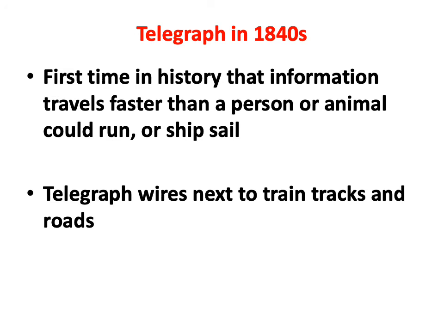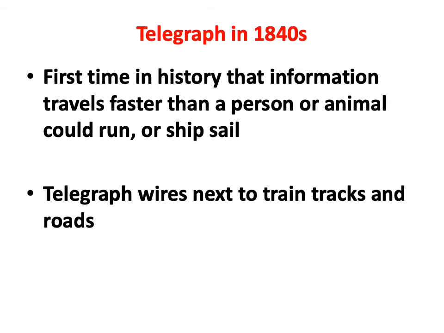Now, in terms of communication, there were several significant advances. One was the telegraph, which was developed in the 1840s and quickly spread, and the telegraph wires were put up next to train tracks and roads, so it would be easy to put the posts up, put the telegraph wires up, and if there was a problem, then it would be easy to go out and find where there was a problem with the telegraph cable.